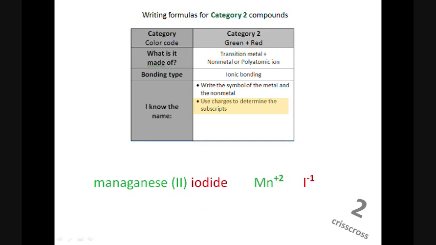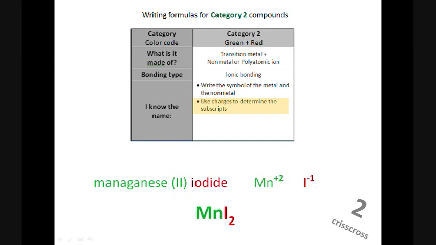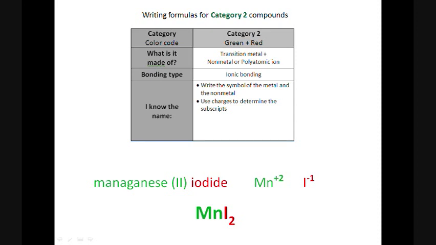Here's the second method, the crisscross method. Take the charges and drag them down, crisscrossing them and ignoring the positive and negative signs. That gives us Mn1 and I2. Don't forget, charges and subscripts are different things. We don't need to reduce here, so our final answer is MnI2. Don't forget about the warnings we've mentioned before. Using either strategy, you should end up with MnI2 as your final chemical formula for manganese 2 iodide.